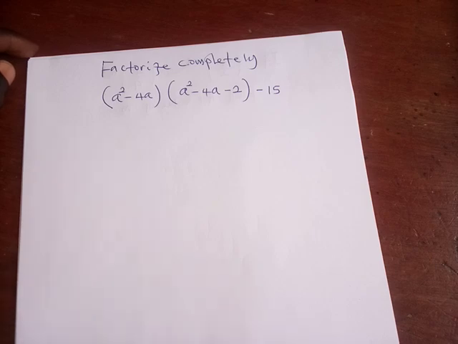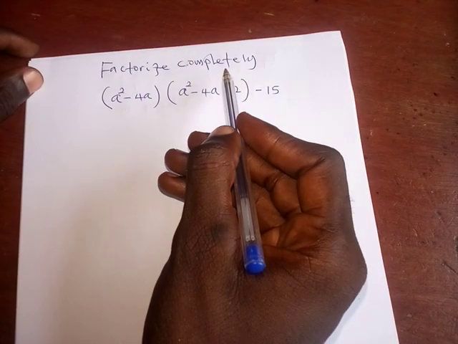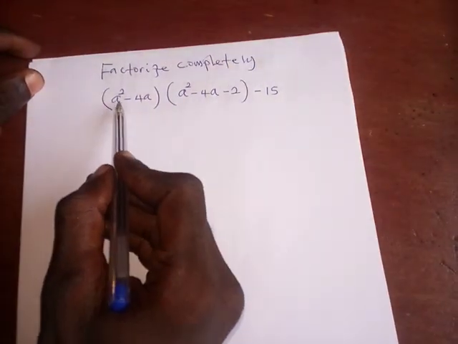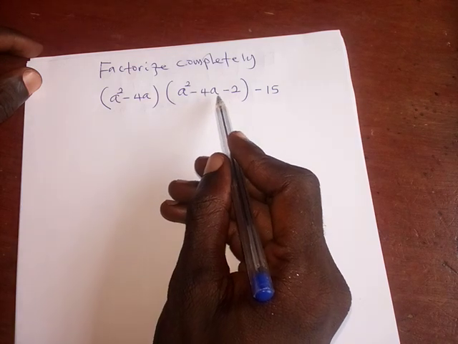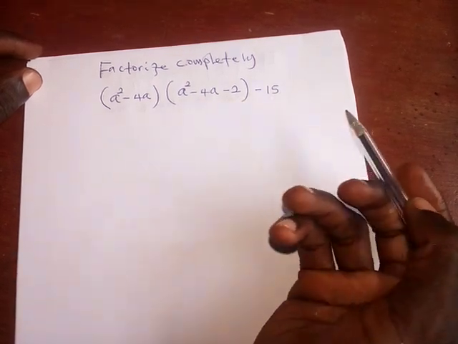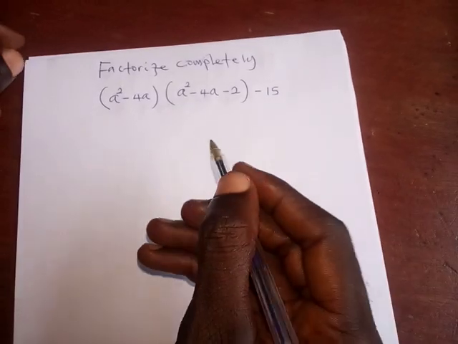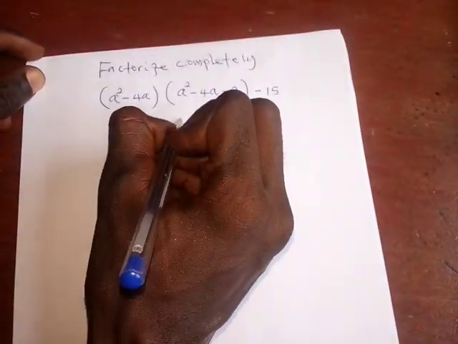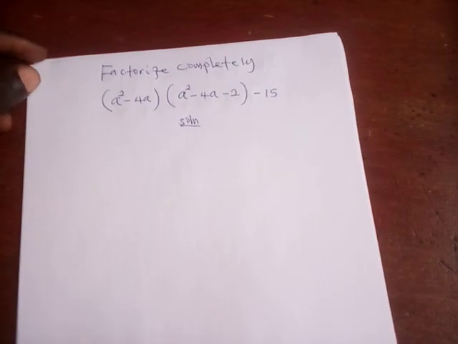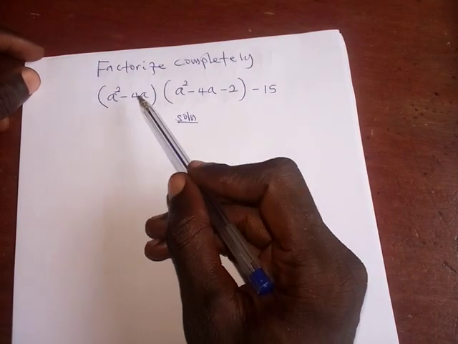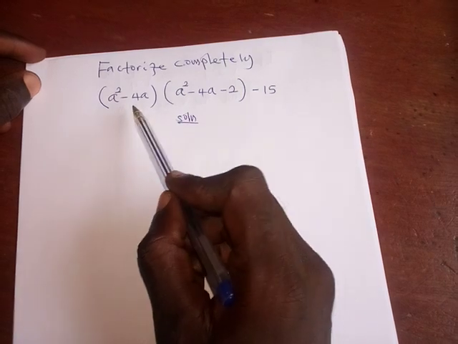Okay. Now it reads: factorize completely (a² − 4a)(a² − 4a − 2) − 15. Okay. Now just watch till the end. We are going to provide a solution to it. Now the first step: if you look at these two sets of brackets, you notice something.